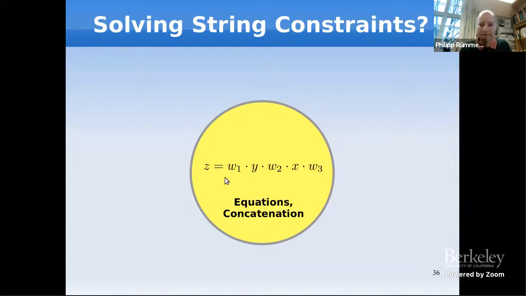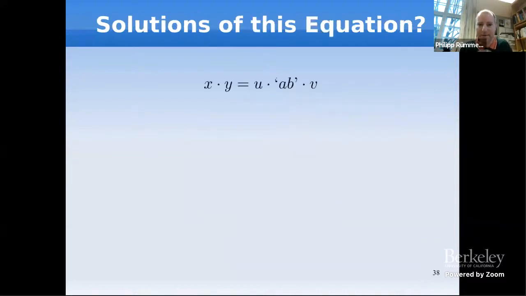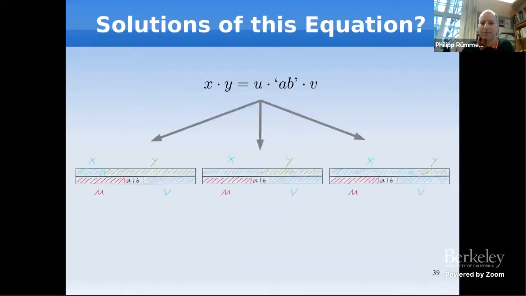Right, so this equation was easy. That is promising. This is already in solved form. How about this equation? This is a bit more complicated because now both the left-hand side and right-hand side are compound terms, so they contain concatenation. But still, it's relatively easy to handle this equation. The main insight that we need is that there are three different possible arrangements of the variables on the left and right-hand side.